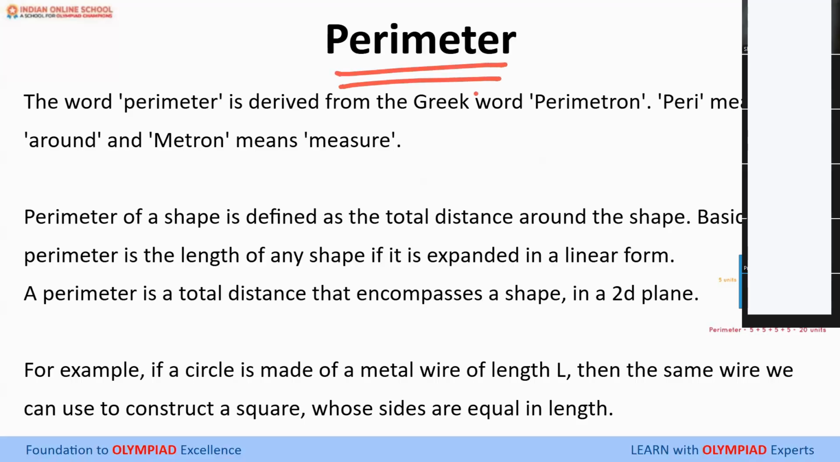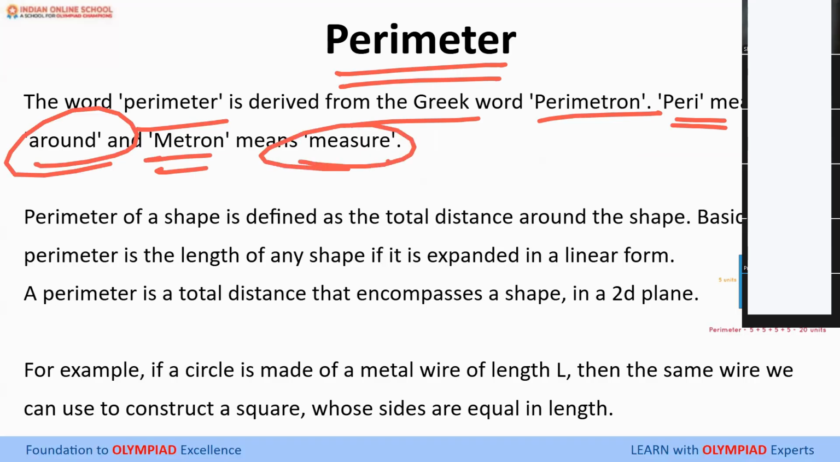Next, coming to perimeter. Perimeter, very interestingly, is a word derived from the Greek word perimetron. Perimetron can be broken into two parts, peri and metron. Peri means around and metron means measuring. So the combined meaning is measuring around.